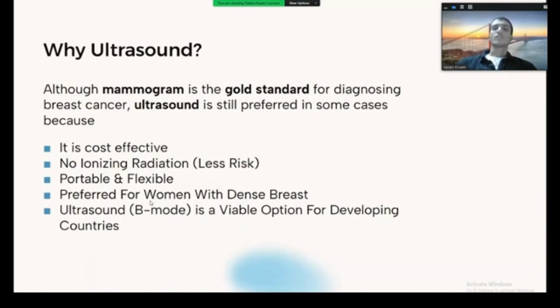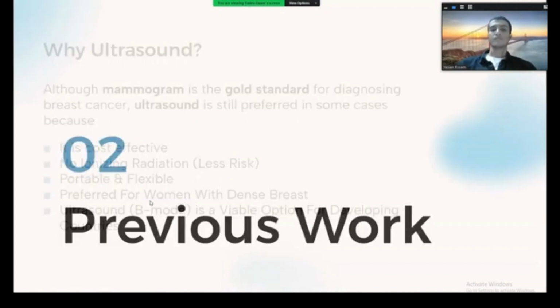But why ultrasound? Although mammography is the gold standard, ultrasound is cost-effective and widely used in developing countries. It has no ionizing radiation. It's portable, flexible, and preferred for women with dense breasts. Also, B-mode ultrasound is a viable option for developing countries.